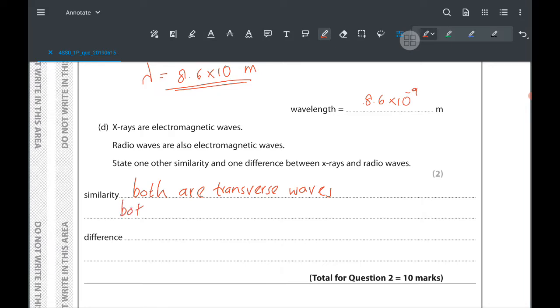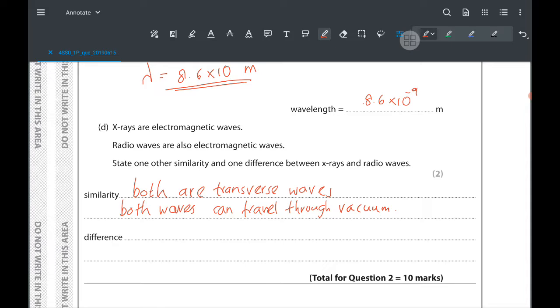Both waves can travel through vacuum. And also the next one is both transfer energy and information, and they travel at the same speed, which is the speed of light in the vacuum.